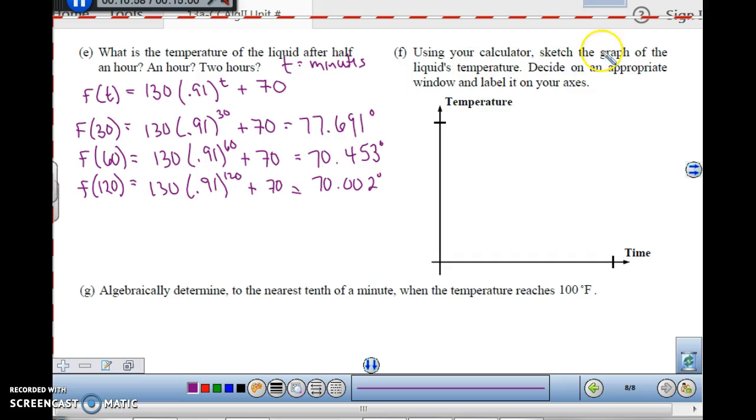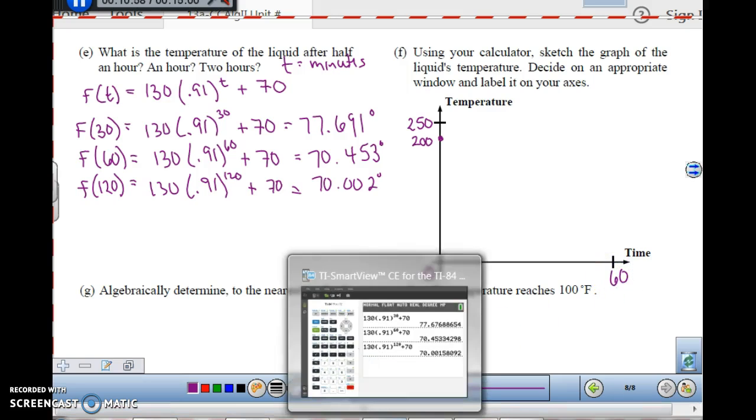Now use your calculator, sketch the graph of the liquid's temperature, decide on an appropriate window and label your axes. So what was our maximum temperature? We said the starting value was at least 200, wasn't it? So we know the temperature is going to be at least 200, so I'm going to make this, say, 250. And for the time, sketch the graph on an appropriate window. Let's just do an hour for right now. Let's do 0 to 60.